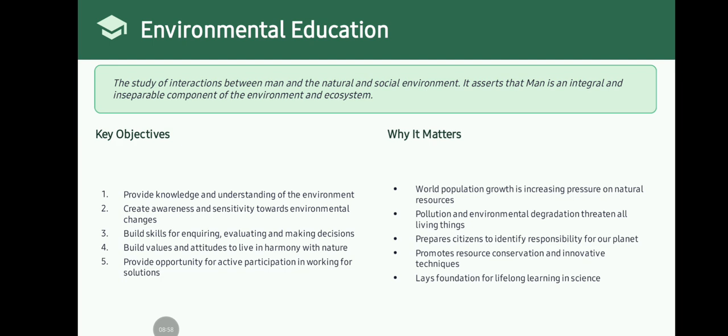Why it matters: world population growth is increasing pressure on natural resources. Population, pollution, and environmental degradation threaten all living things. Prepare citizens to identify responsibility for our planet. Promotes resource conservation and innovative techniques. Lays foundation for lifelong learning in science.